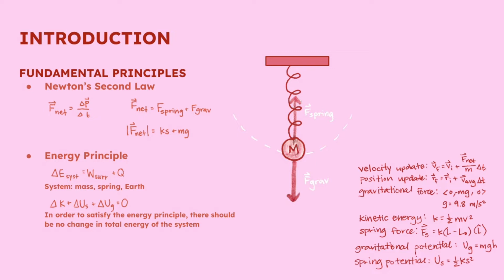In order to satisfy the energy principle in this lab, there should be no change in total energy of the system. Therefore, change in kinetic energy plus change in spring potential plus change in gravitational potential should be equal to zero. These general concepts are demonstrated in the diagram. In addition to these general concepts, the formulas listed are also used. First, we'll start with the observed model.